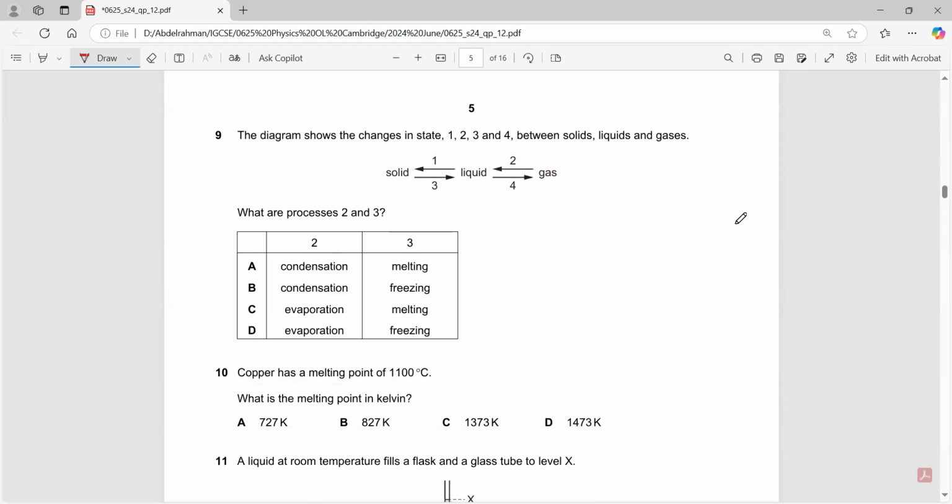Diagram shows the changes in state. What are processes 2 and 3? 2, from gas to liquid, condensation. 3, from solid to liquid, melting.